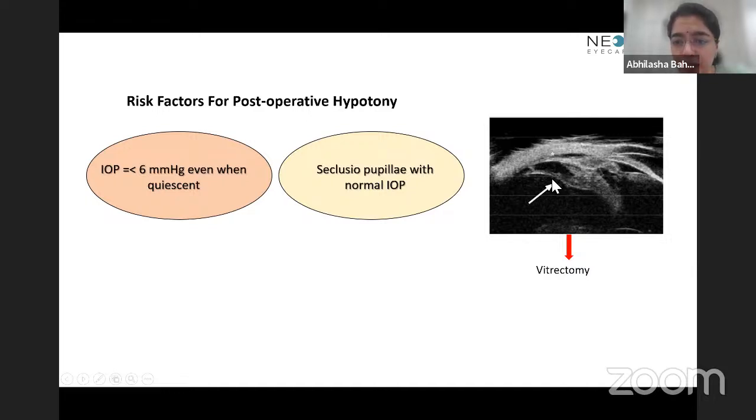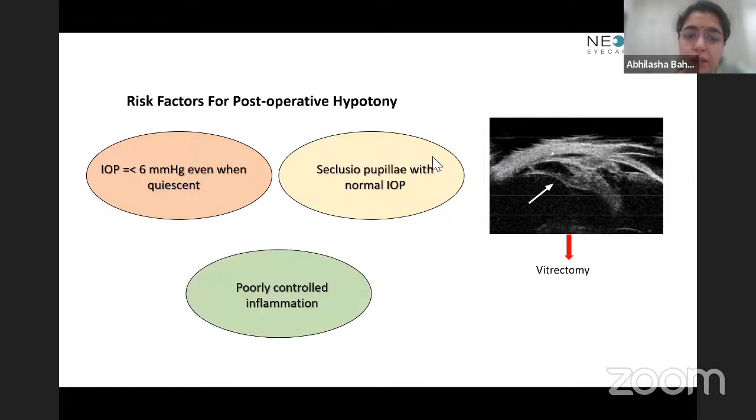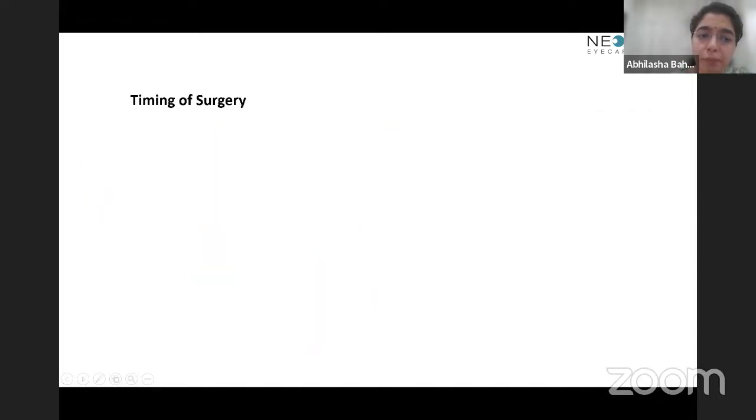Whenever you see these traction bands, always plan a pars plana lensectomy along with vitrectomy. These patients should be dealt with differently than other cases of uveitic cataract. Also, poorly controlled inflammation is a very high risk factor for postoperative hypotony.